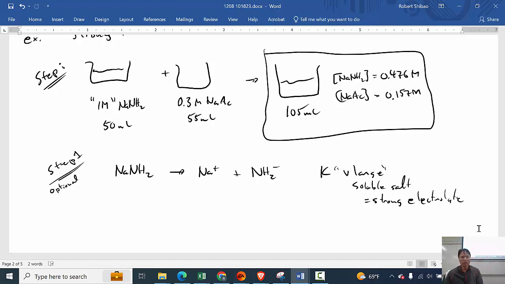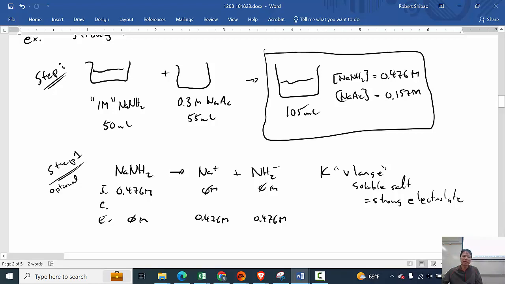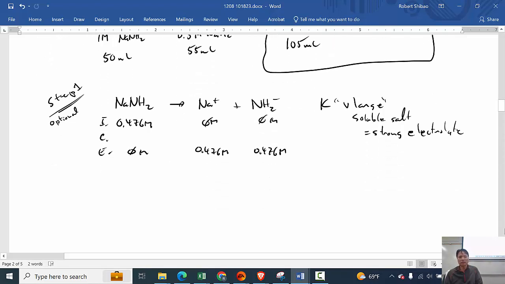And so if we have 0.476 molar here, so initial 0.476 molar, we'll go with 0 and 0 here. We assume that we have complete ionization. Therefore, we're going to end up at 0 molar. We're going to get 0.476 molar sodium ions and 0.476 molar amide ions. That would be it. Now, sodium amide is a strong base, and so is that it? No, this is a soluble salt, and so the strong base comes from this, which I'll call step two.